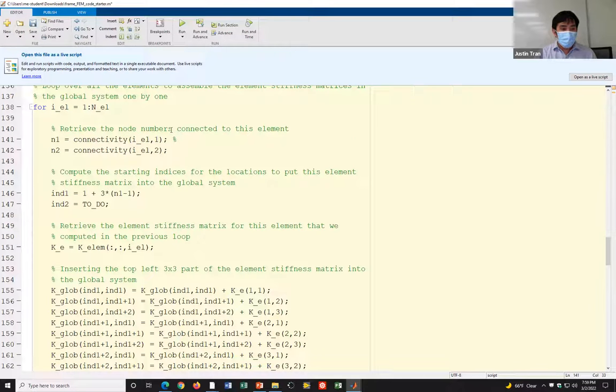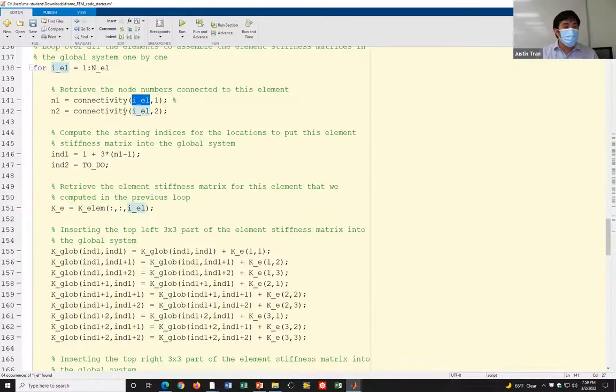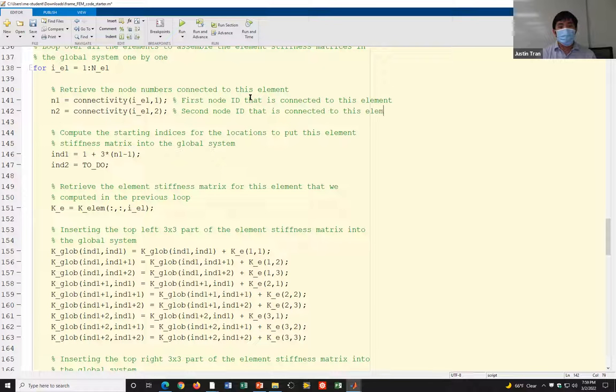So N1 here is going to be connectivity at IEL, where IEL is our loop index, and we're looping over all of the elements. In particular, I'm getting the first column. So this N1 is going to be the first node ID that is connected to this element. Whereas for N2, I'm referencing the connectivity matrix for the IEL row, but for the second column. This is the second node ID that is connected to this element.